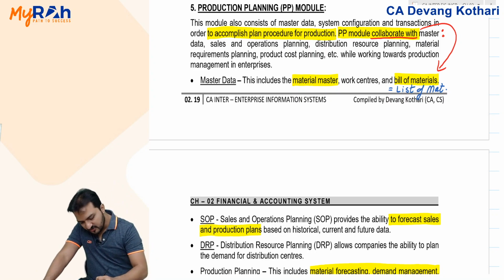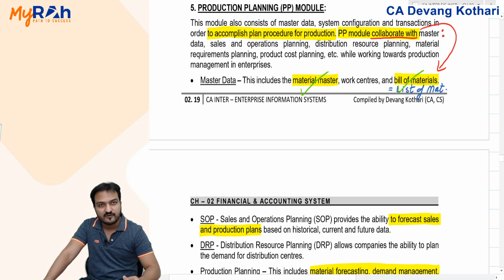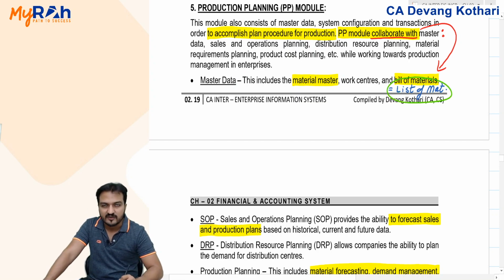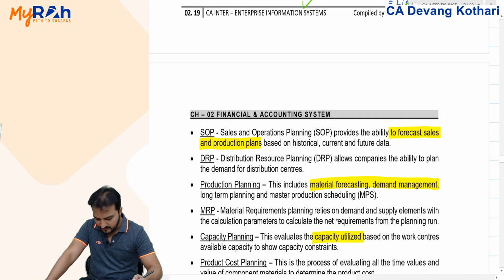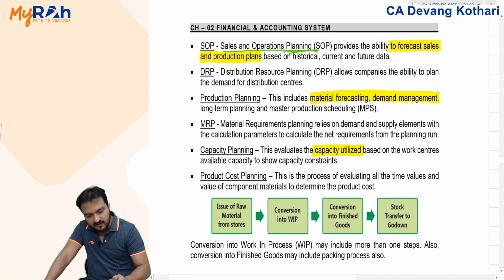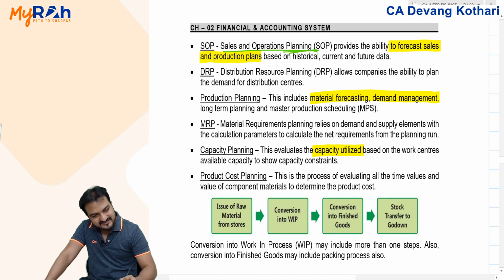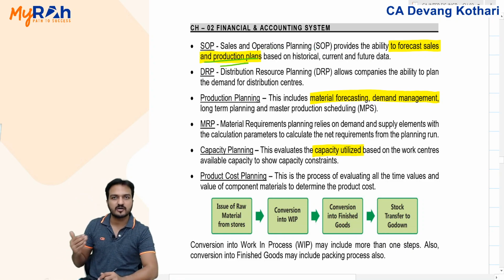So the production module will contain master data regarding material master and bill of materials. Bill of materials you might have learned in costing theory. Bill of material basically means list of material. So production planning module will contain material master and all. It will also contain SOP, that is sales and operations planning, which is a part of production planning. This is basically to forecast sales and production plan. You forecast the sales, based on that you estimate how much production we should do.